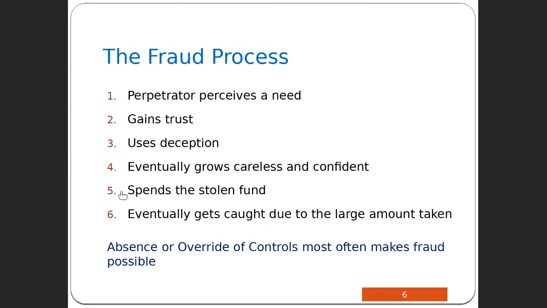So the money gets spent. There is no barakah, there is no blessing in the money. And eventually the amount is so much, right? The amount the person has taken is so much that they get caught, right? So the person is caught. And the primary reason is the absence or override of internal controls. The primary reason of the fraud is the absence or override of internal controls.